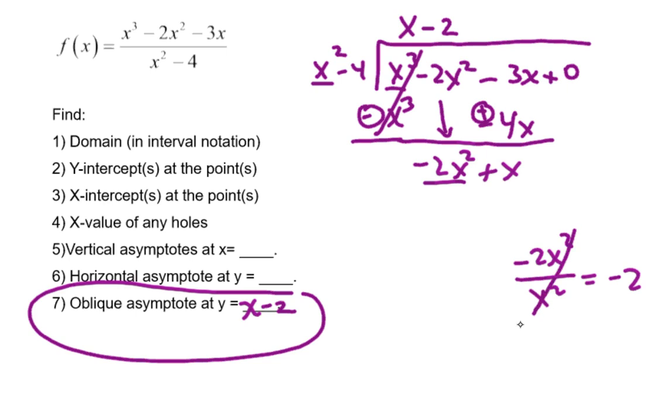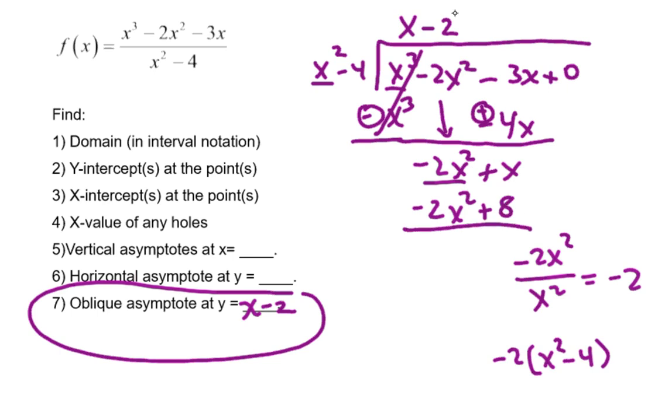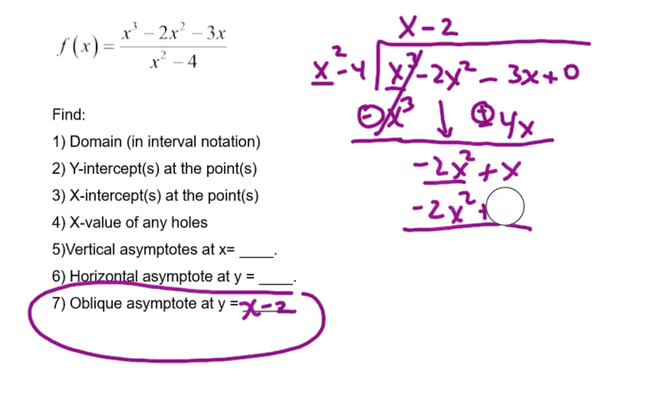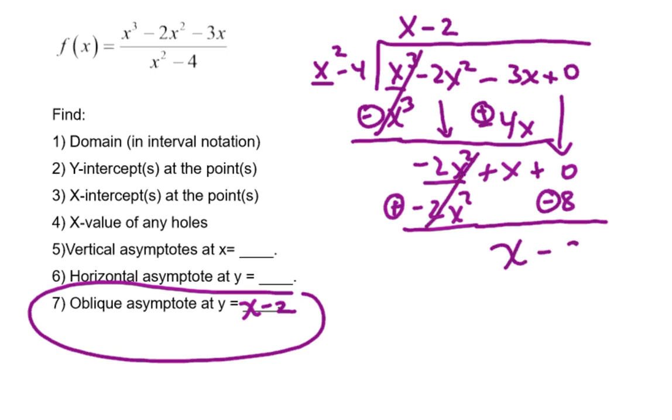Let me show you what you would normally do if you were just doing long division. Let's do negative 2 times the divisor x squared minus 4. That would give you negative 2x squared plus 8. And we would keep going. This 8 can be lined up with the constant here. We would have brought that down from here. So we'll go ahead and line up the positive 8 here. Remember to change the signs because we're subtracting. And this would have canceled out and I would have had x minus 8. And this is the remainder.